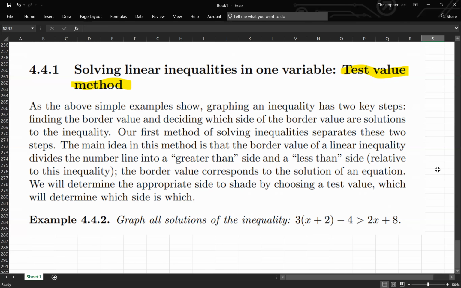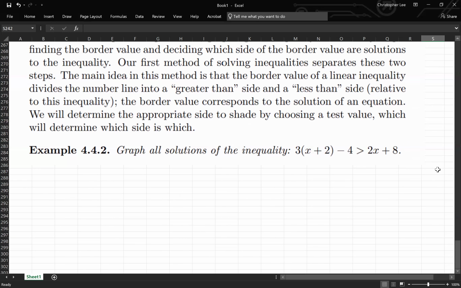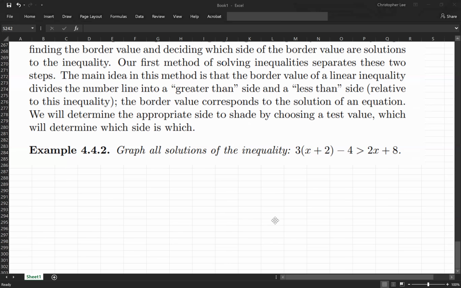So it says graph all solutions to this inequality, right? So basically what you want to do is just solve for x and then you can choose a test value to test and then you're good to go. All right. Let's go over this.